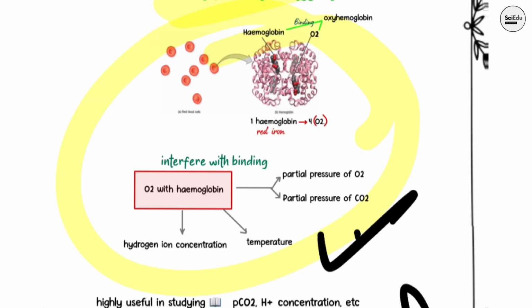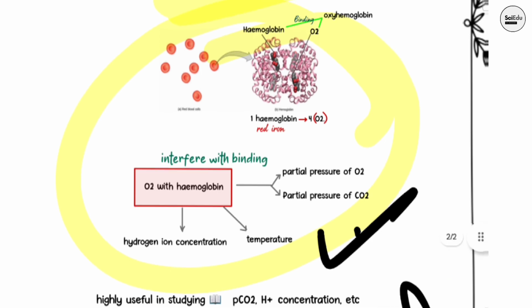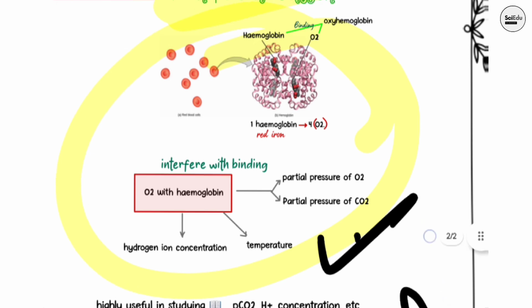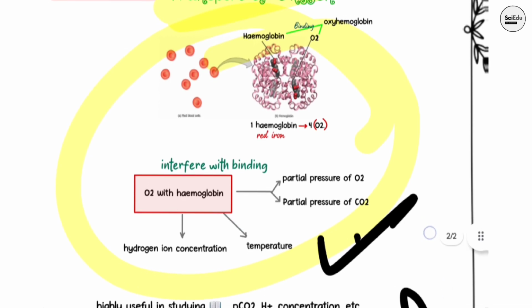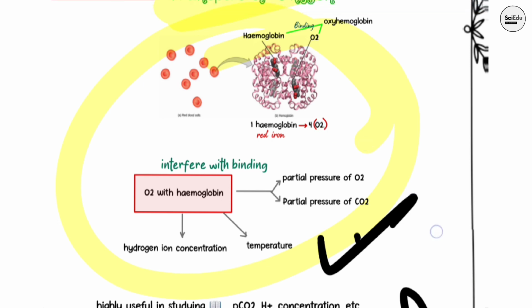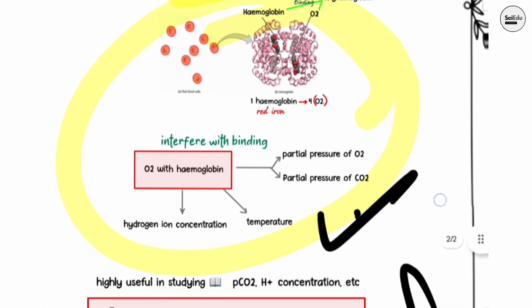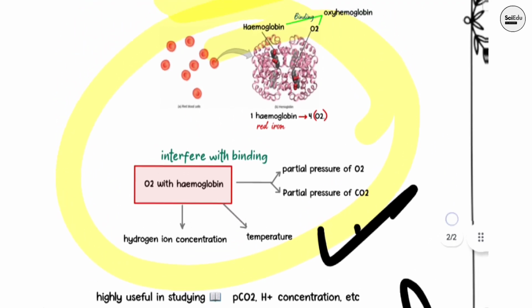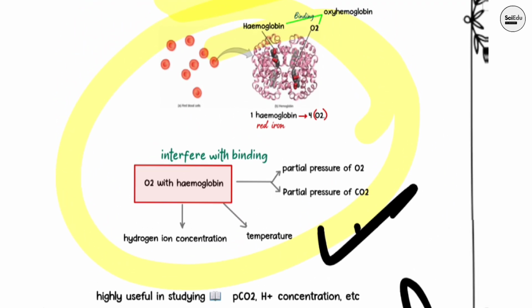Transport of oxygen. Hemoglobin is a red-colored iron-containing pigment present in the RBCs. O2 can bind with hemoglobin in a reversible manner to form oxyhemoglobin. Each hemoglobin molecule can carry a maximum of 4 molecules of O2. Binding of oxygen with hemoglobin is primarily related to partial pressure of O2. Partial pressure of CO2, hydrogen ion concentration and temperature are the other factors which can interfere with this binding.